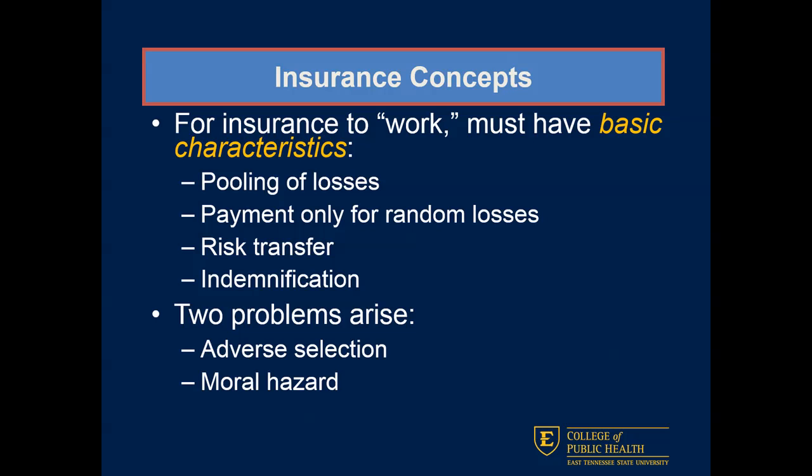But two main problems really come about when you sit and think about health insurance and how it works, or when you think about insurance in general, but especially health insurance. There are two main problems that arise out of the concept of insurance and health insurance in particular, and that's going to be adverse selection and moral hazard. We'll get into those a little more in depth in the next couple slides, but I wanted to present those terms so that you can be thinking about them.